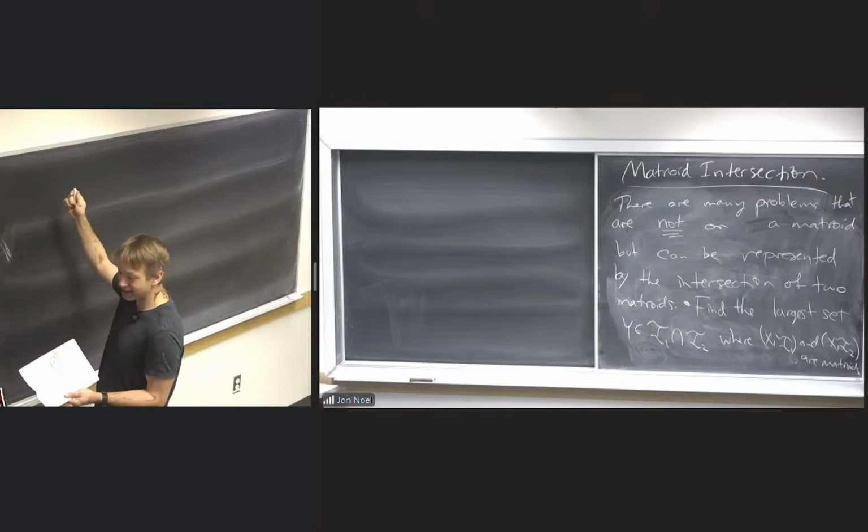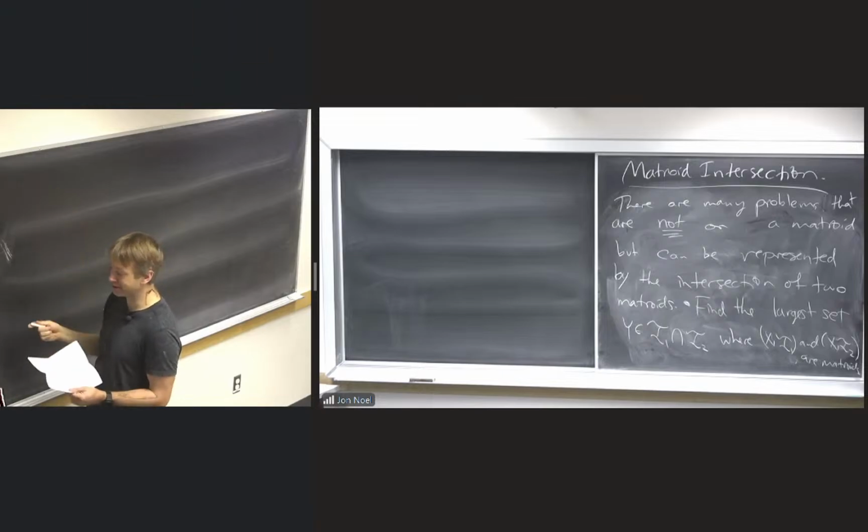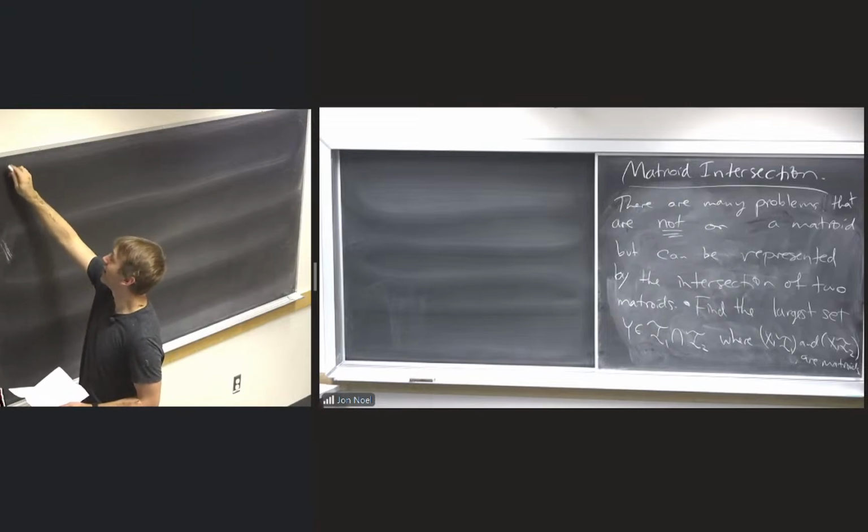Let's see that it can be represented as an intersection of two matroids. So let G be a bipartite graph.